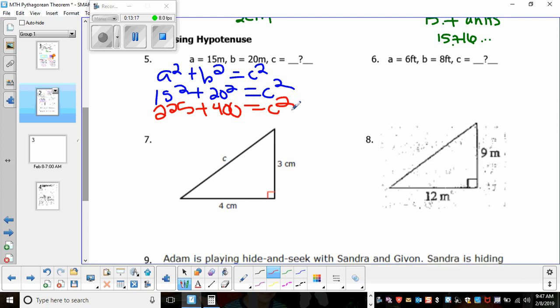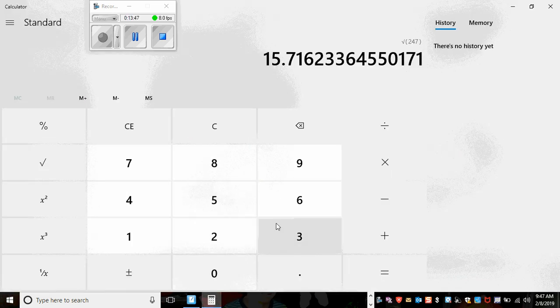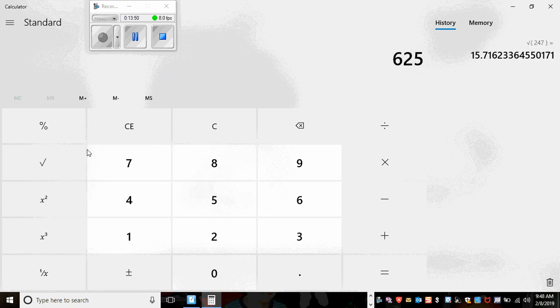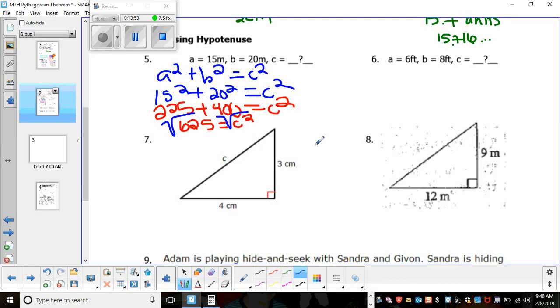So now what I'm going to have to do is add 225 and 400 to give me 625. Okay. And so I get 625 equals C squared. And remember, we're trying to find the hypotenuse. So we want to get C by itself. So we're going to take the square root of each side because that's the opposite of squaring. And we're going to find that the square root of 625, again, you can use a calculator. 625, if you don't have it memorized, is 25. So C equals 25 meters. Don't forget to include your units.